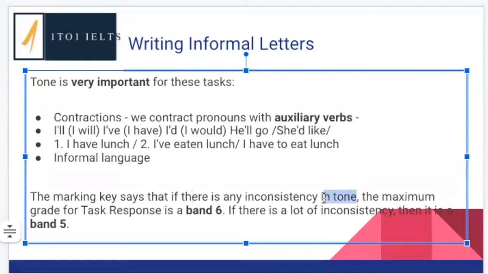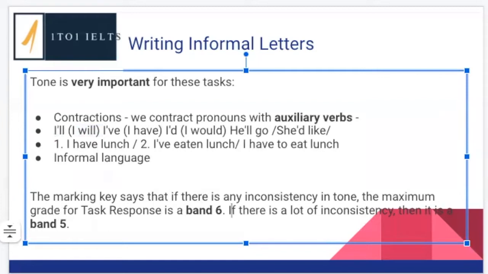The tone, as I said, is very important because if we have any inconsistency, so let's say we make one mistake, we forget to make one contraction, that means our tone is inconsistent. And that means for task response, the absolute maximum we get is band 6. If there's a lot of inconsistency, then the maximum we're going to get for task response is band 5. So really important to know, is it informal or is it formal? And we do that by deciding, is the letter written to a friend or someone else? And if it's written to a friend, we have to be contracting and we have to be using informal language.